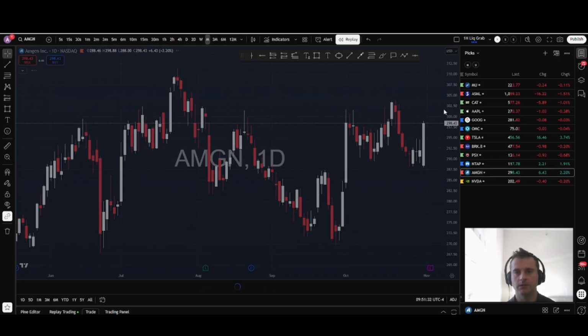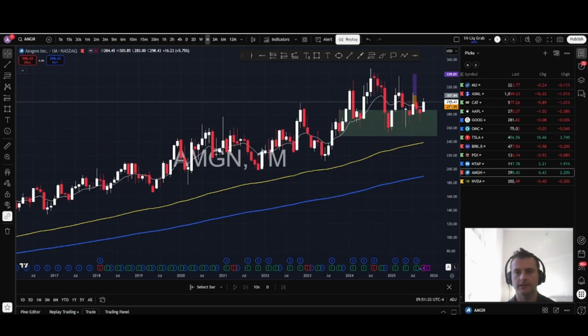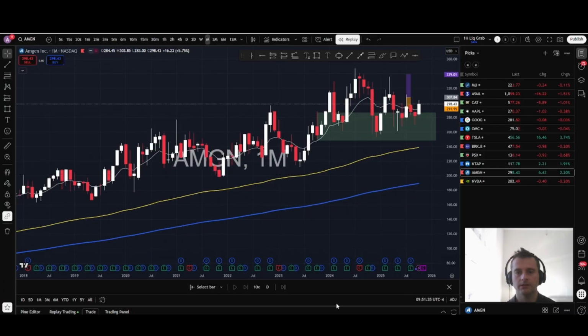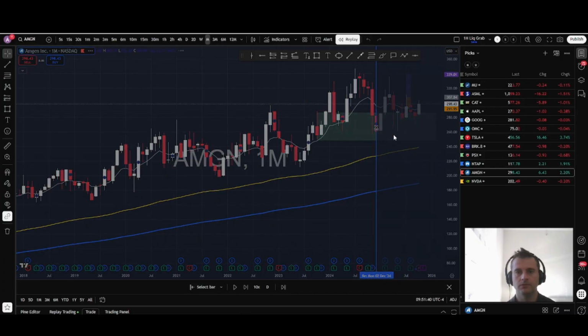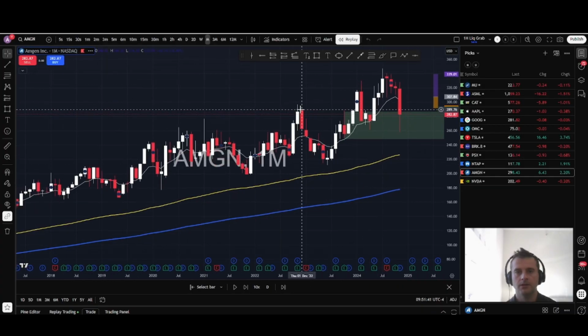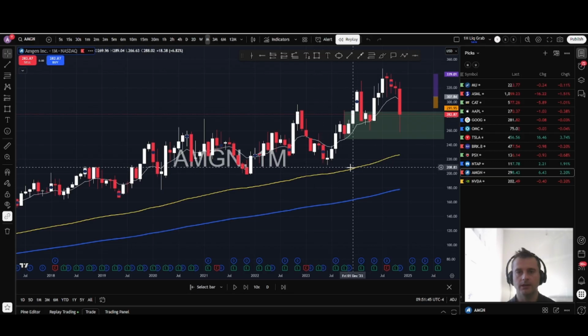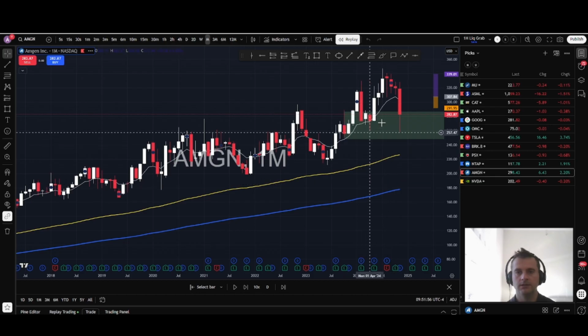We can start with a monthly time chart, and these things can happen, right? Let's go back to this region here. What are we looking for? Step number 1 again is making sure that we're in an uptrend, so we can see that the EMAs are aligned properly, 10, 100, 200.